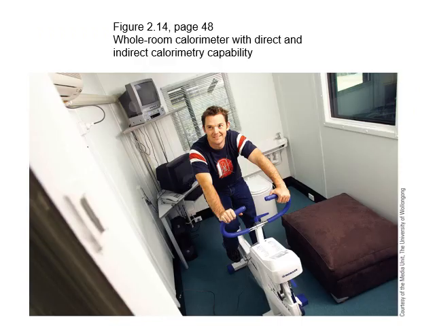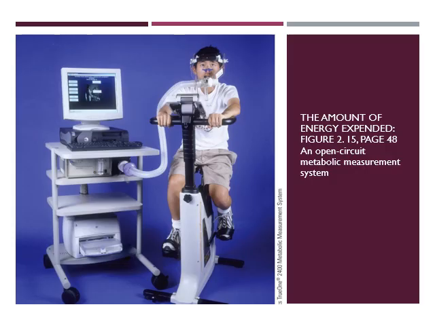There are some facilities that contain whole room calorimeters that are capable of both direct and indirect calorimetry, which means they measure both changes in heat or thermal energy and changes in oxygen consumption and carbon dioxide production. So they can be used to estimate energy expenditure. This is a picture of an open circuit metabolic measurement system that can be used to measure oxygen consumption and carbon dioxide production.